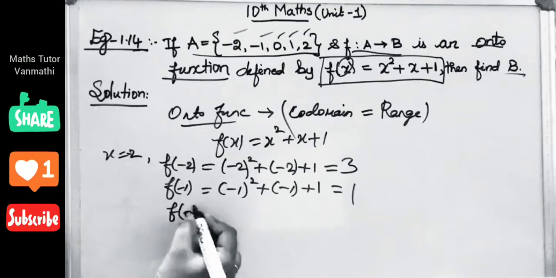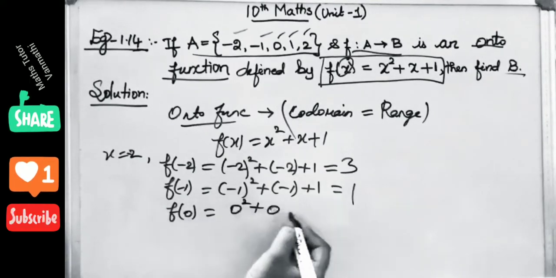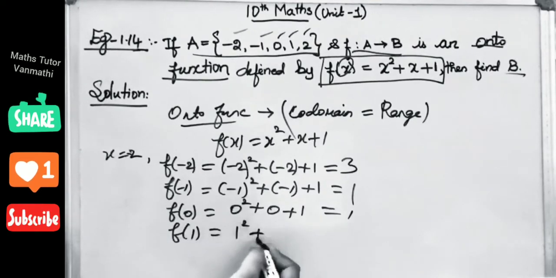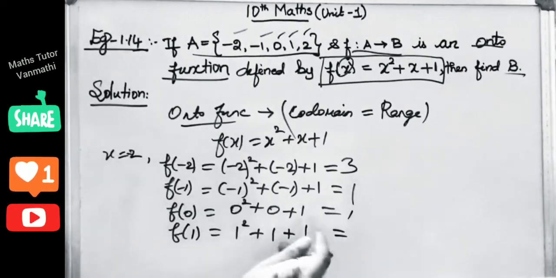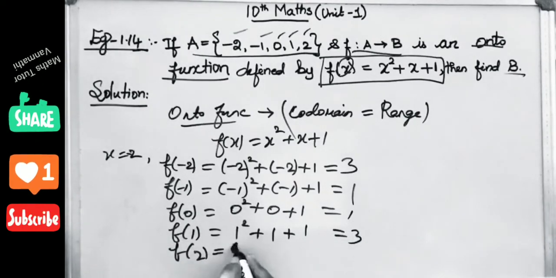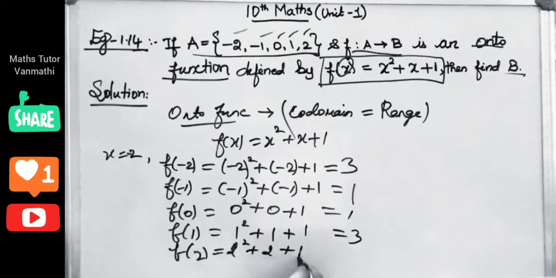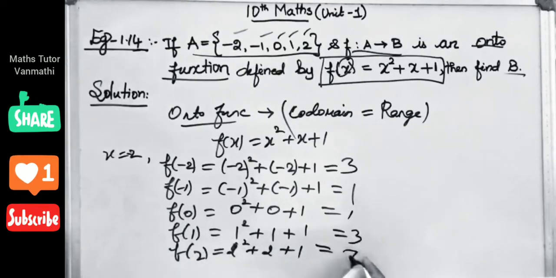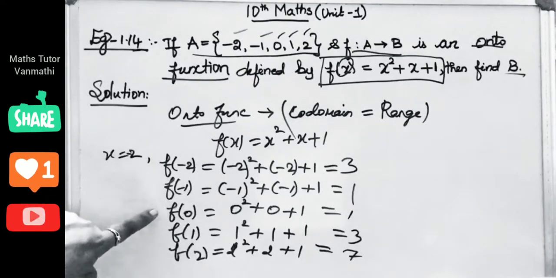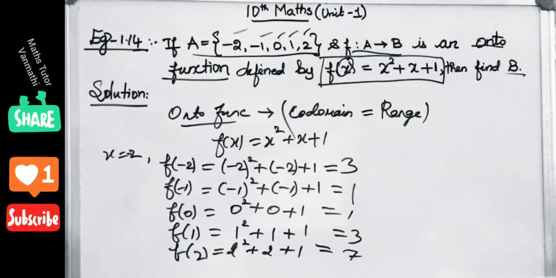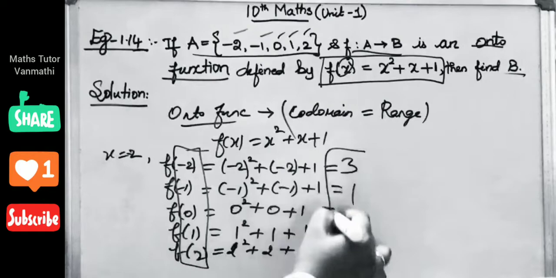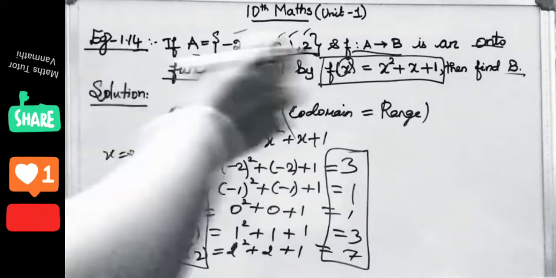f of 0 is 0 square plus 0 plus 1. You will get 1. f of 1 is 1 square plus 1 plus 1, you get 3. f of 2 is 2 square plus 2 plus 1, 4, 6, 7. These are your f of -2, f of -1, f of 0, f of 1, f of 2. Here these are your A values, and the corresponding values are your B values.